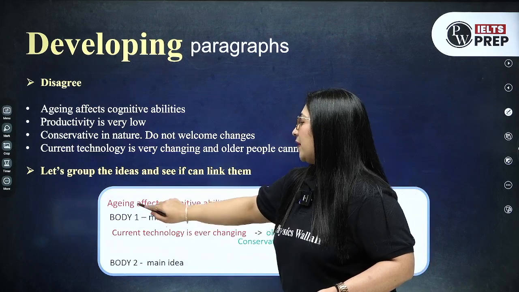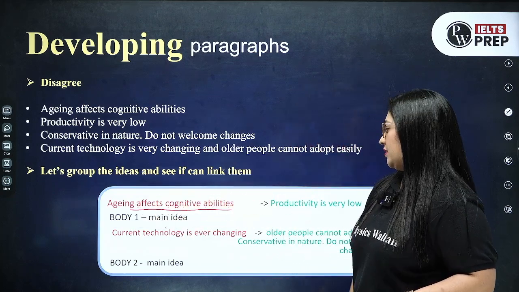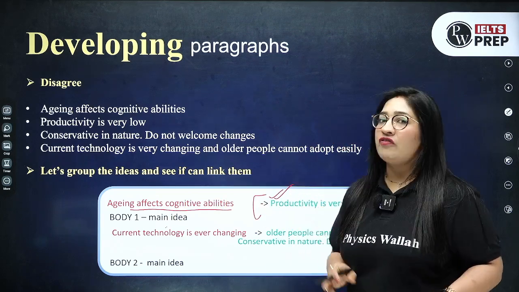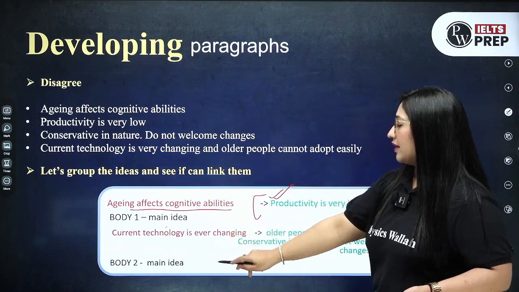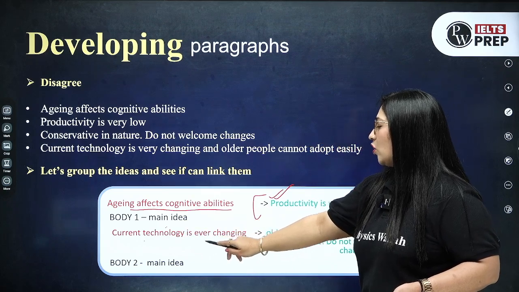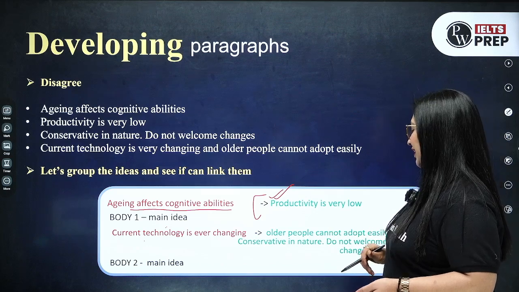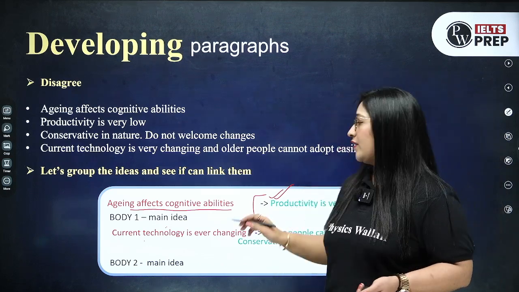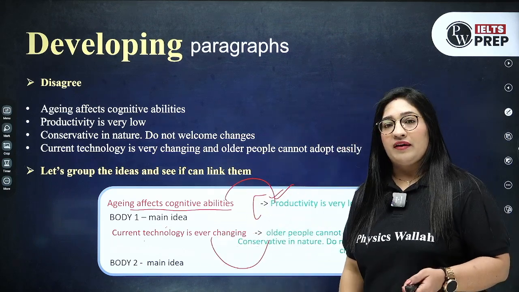Body paragraph में बात हुआ हमने, जो हमारा main point है क्या कि aging affects cognitive abilities, right? उससे क्या होता है that it somewhere hampers the productivity of a person, right? The productivity is very low. Then second main point is what? Current technology is ever changing. So उससे क्या होता है, older people cannot adopt it easily, and they do not like these many changes. So they do not welcome these changes. So we can connect that. So this is gonna be my first paragraph. This is gonna be my second body paragraph.